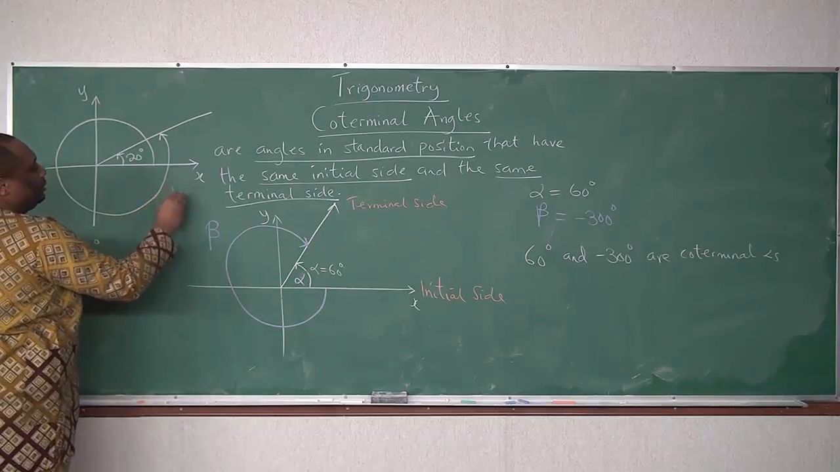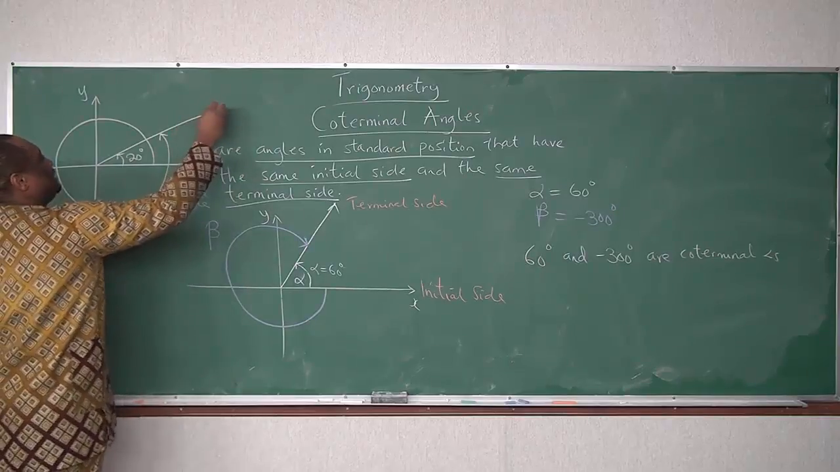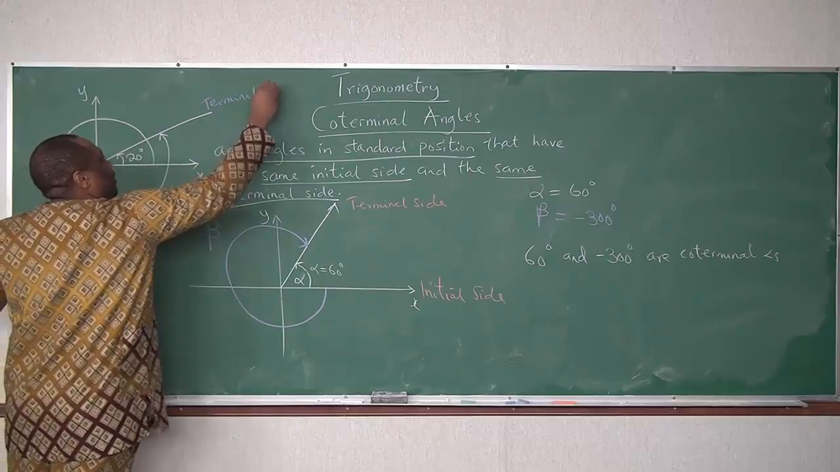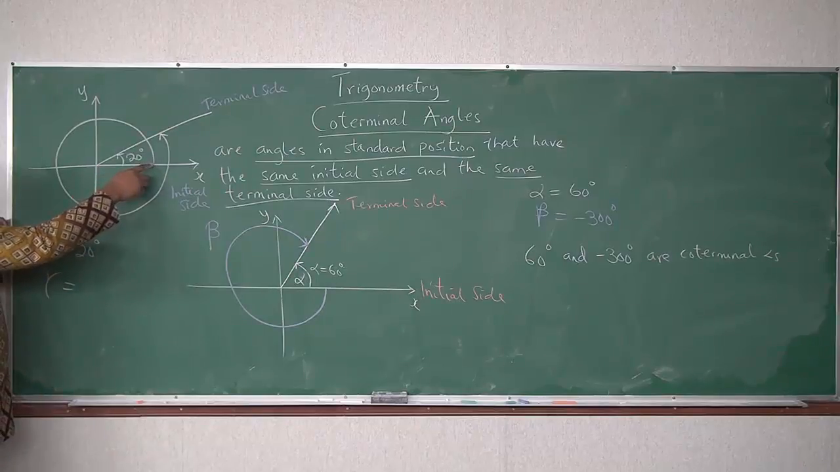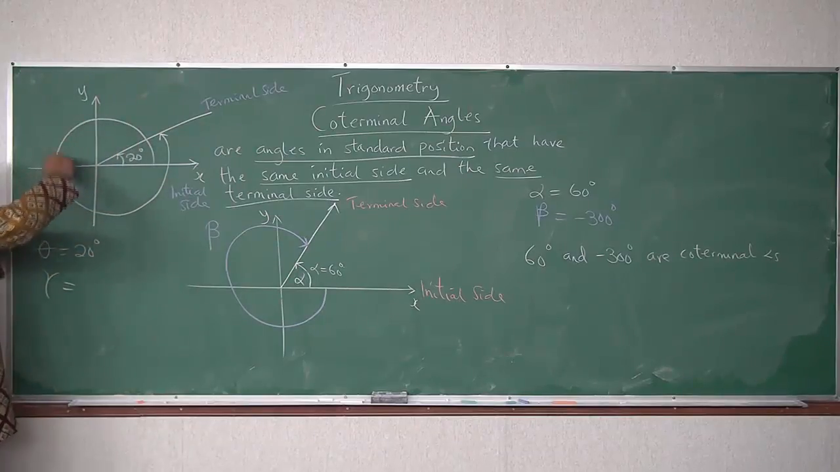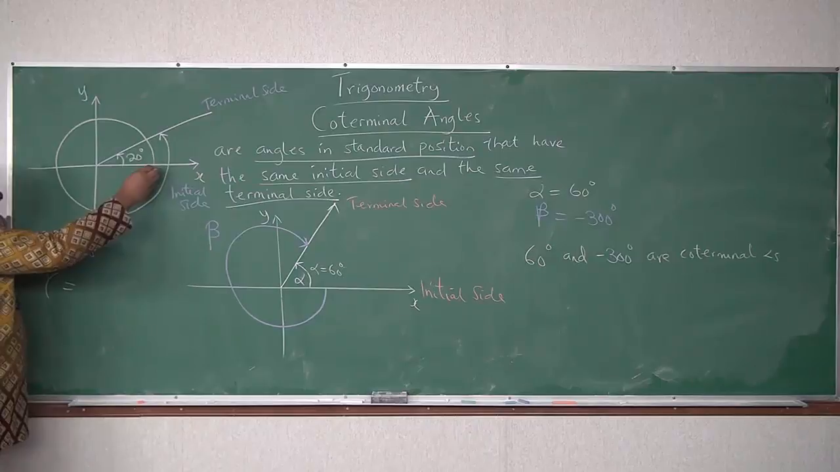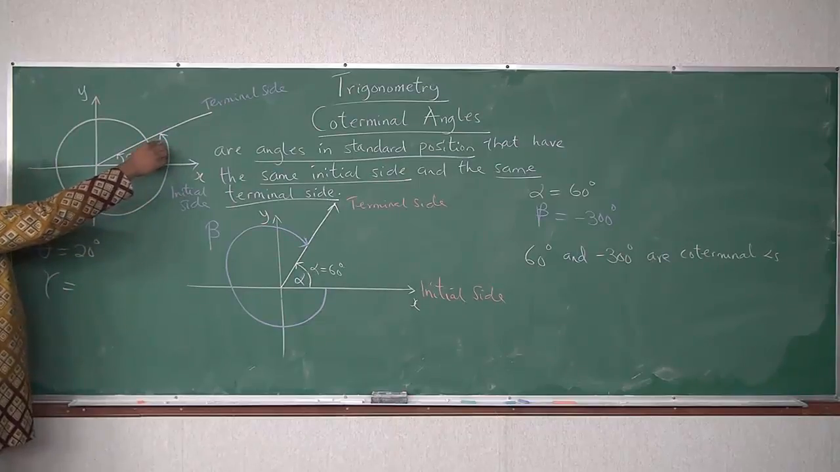Initial side here, and this is the terminal side here. Right? So, if you look at this, from here, making one complete revolution is what? 360 degrees. If it stops here, it's 360. Are you with me? Then plus 20.